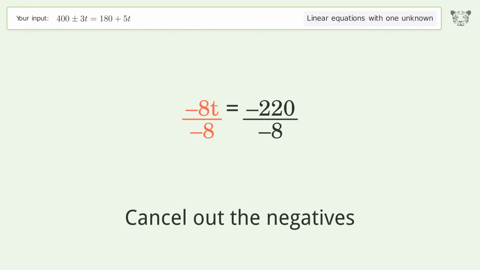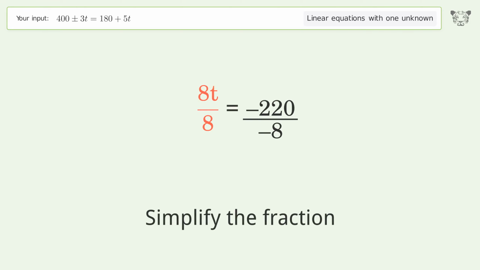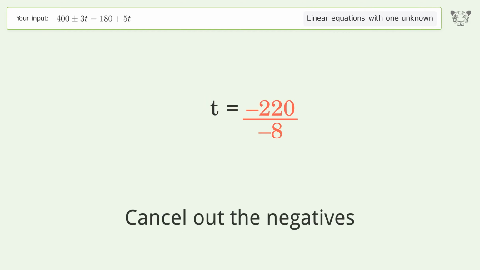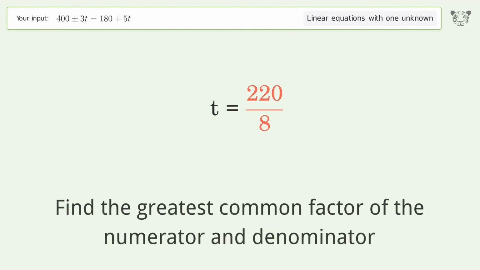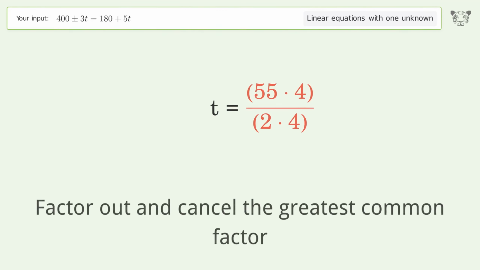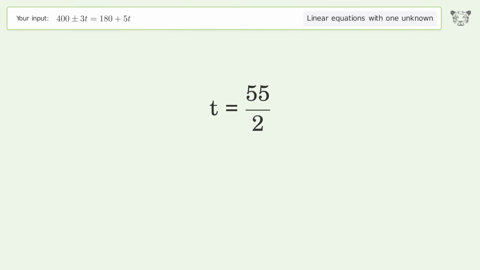Cancel out the negatives. Simplify the fraction. Cancel out the negatives. Find the greatest common factor of the numerator and denominator. Factor out and cancel the greatest common factor. And so the final result is t equals 55/2.